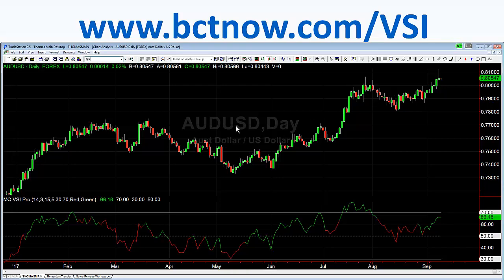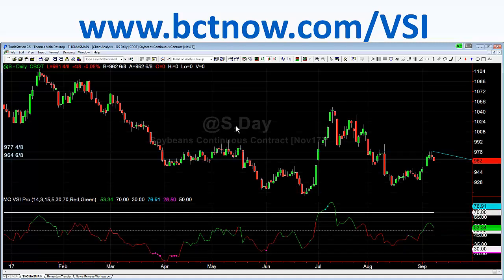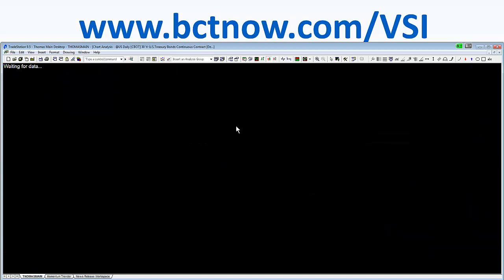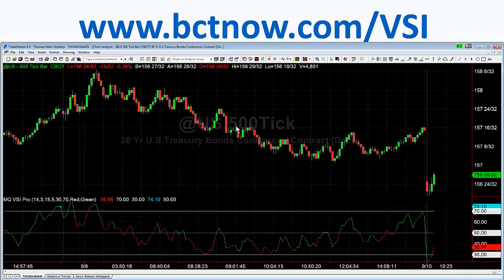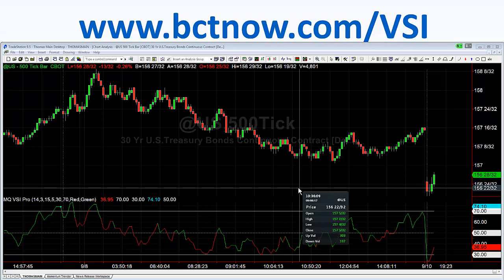Can we look at beans? Actually, that's September 6th, so that actually should have been last week. I'll pull that up here in a second. Oh, this is beans. We already pulled that up once, though. Here's bonds on the 500 tick. And this will be the last one for today.